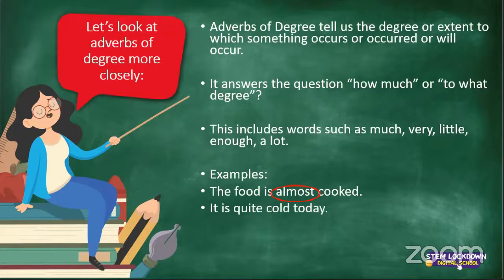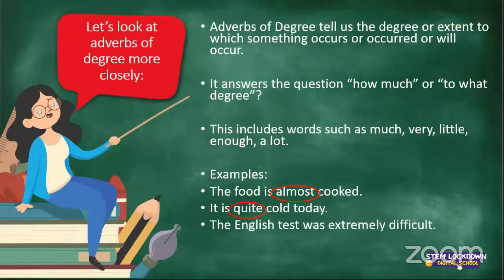Our next example. It is quite cold today. So the question we will ask here is, to what degree is it cold today? How much cold is it? I know that that question doesn't sound right, but it will help you in your mind to get the answer. To what degree is it cold? You guys can type the answer for me. Good. There we go. Quite. So quite will be your adverb of degree in this sentence.